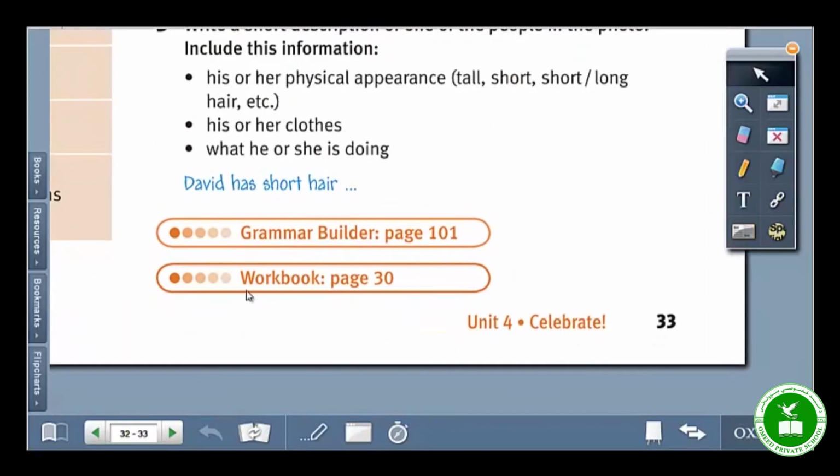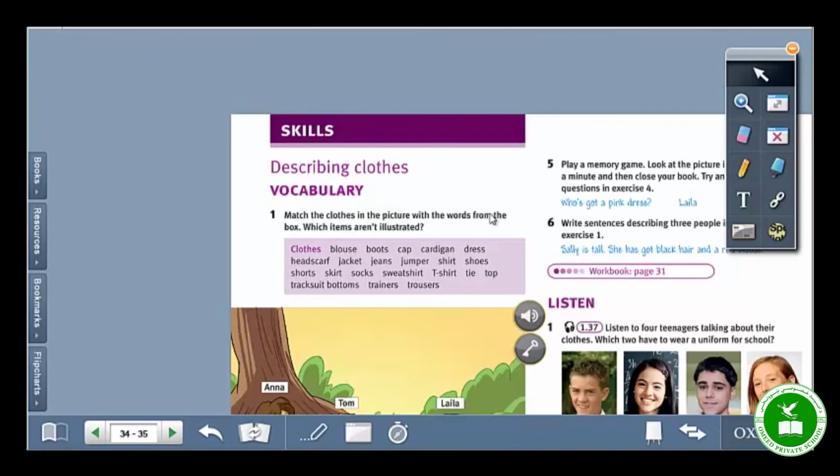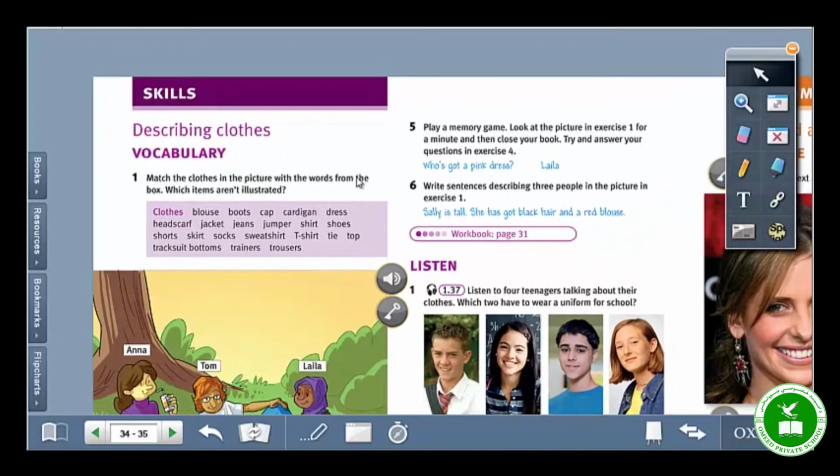So, do not forget your workbook, which is page 30. Okay? Workbook, page 30. Do not forget that. Let's go to the next page, which is page 34. Okay. So page 34, we have skills describing clothes.